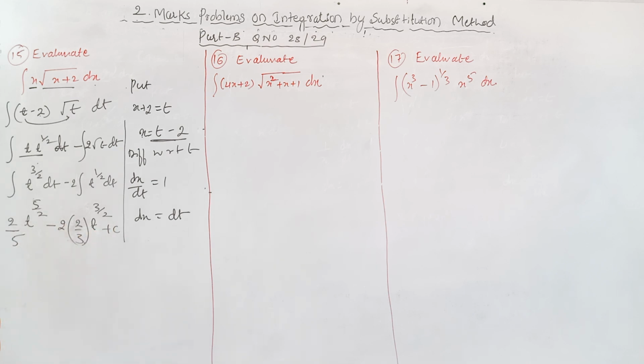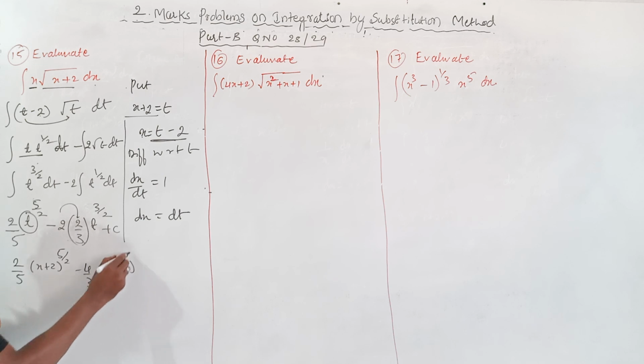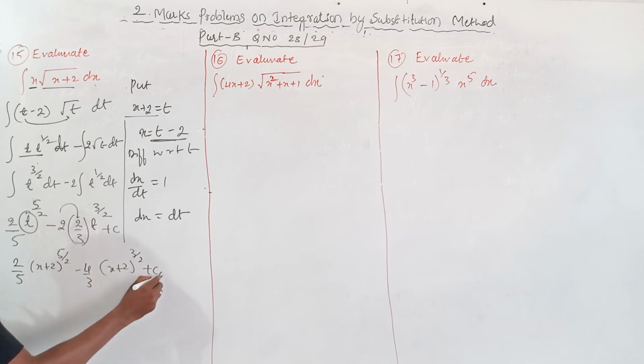What is the value of t? x plus 2. So 2 by 5, t is replaced by x plus 2, raised to 5 by 2, minus 2 times 2 by 3 is 4 by 3, x plus 2 raised to 3 by 2, plus c.